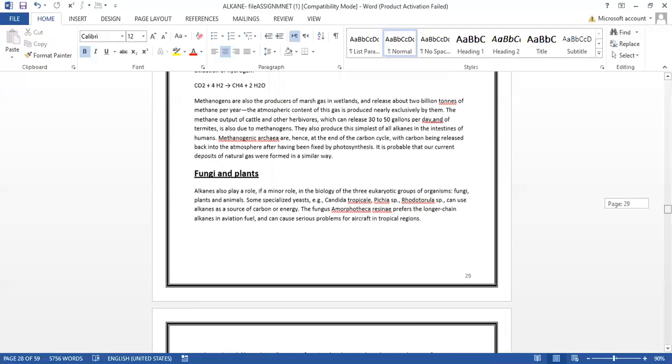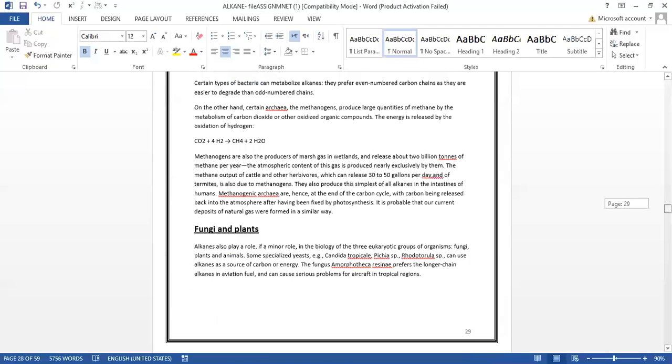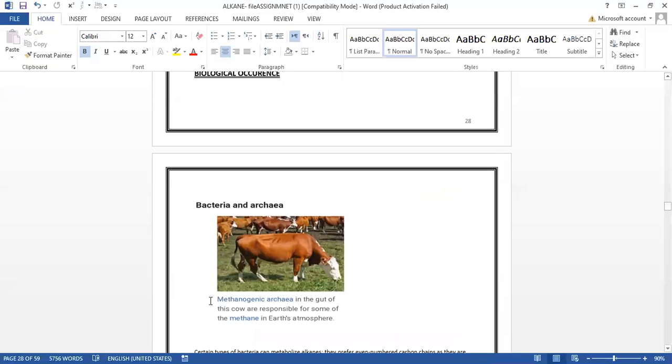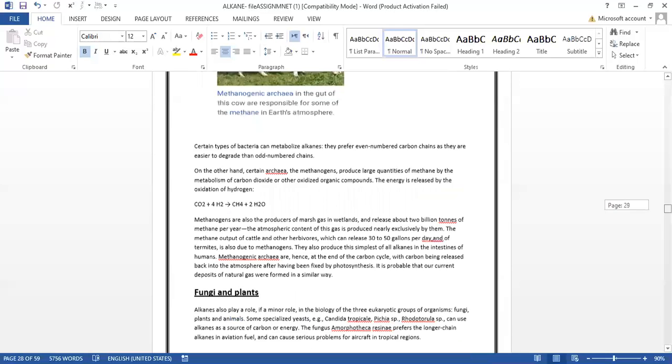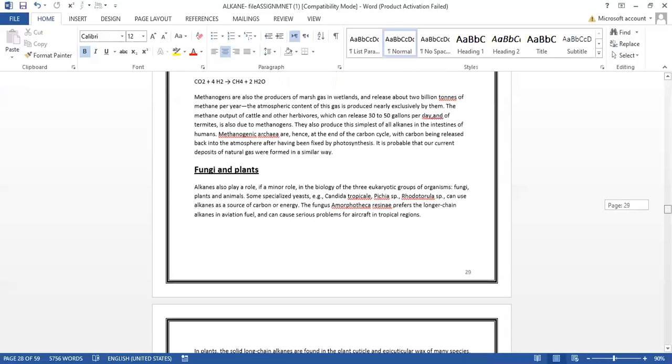Now, we are going to talk about the biological occurrence of alkanes. As we know, methanogenic bacteria, archaea in the gut of the cow, are responsible for some of the methane in the Earth's atmosphere. So this is how we can get methane in the atmosphere too. Alkanes also play an important, if minor, role in the biology of three eukaryotic groups of organisms: fungi, plants, and animals.